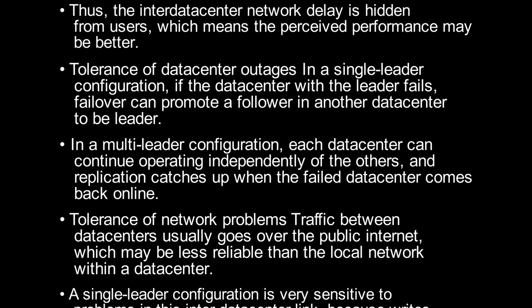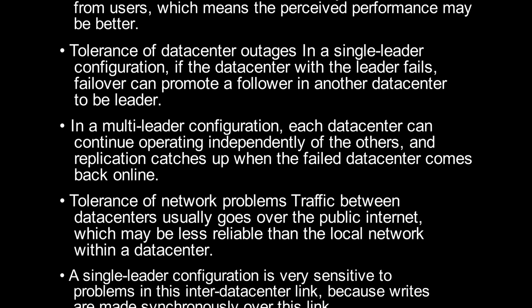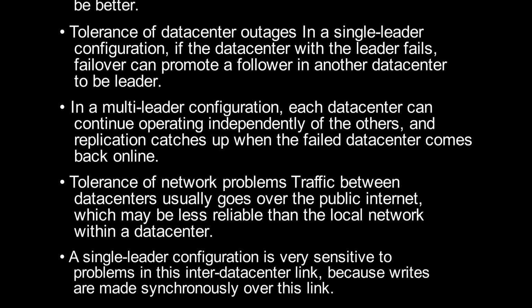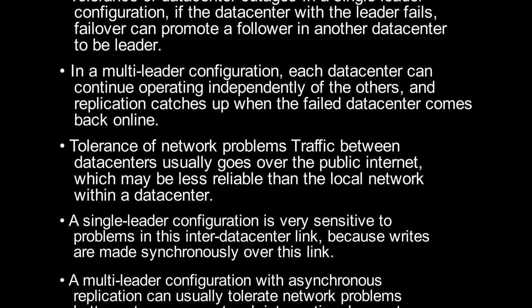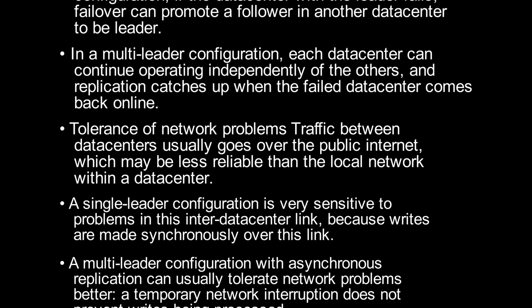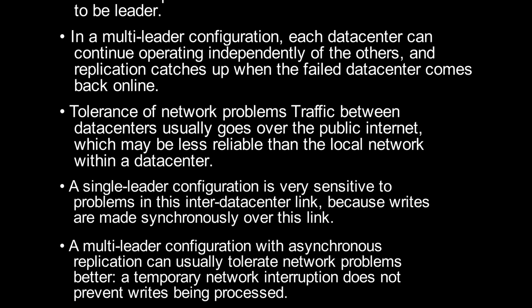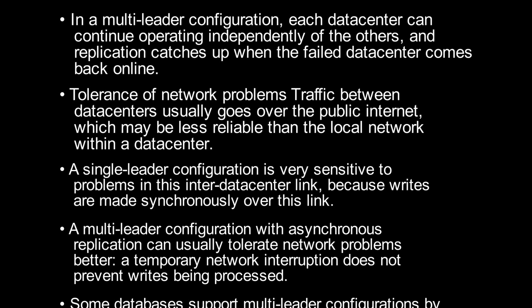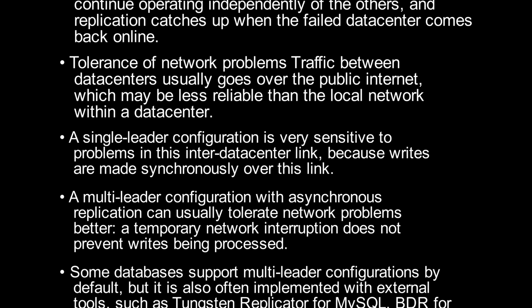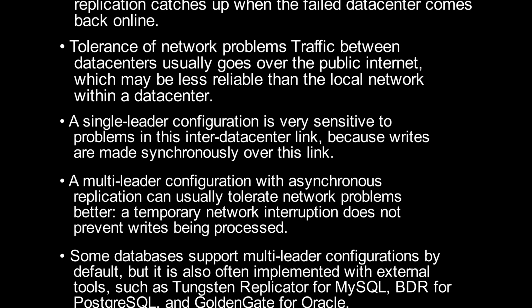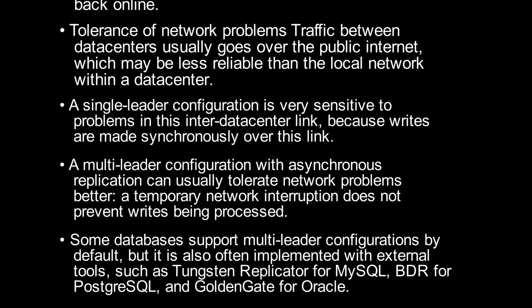Tolerance of network problems. Traffic between data centers usually goes over the public internet, which may be less reliable than the local network within a data center. A single leader configuration is very sensitive to problems in this inter-data center link, because writes are made synchronously over this link. A multi-leader configuration with asynchronous replication can usually tolerate network problems better. A temporary network interruption does not prevent writes being processed.